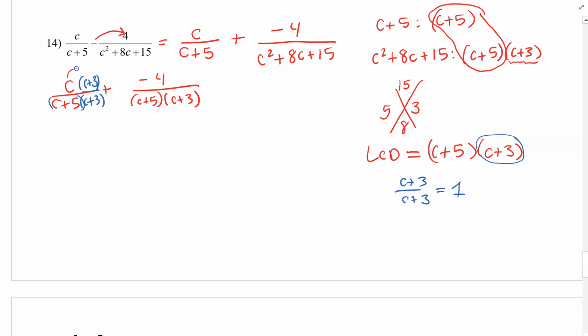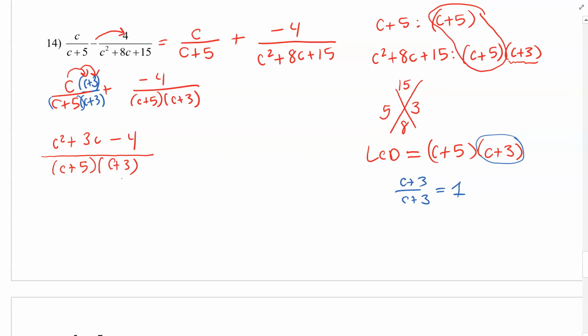And I do need to distribute the c here in this first fraction. So I get c squared plus 3c minus 4, right? When I go ahead and combine the numerators, because now I have a common denominator, so I can just add the tops. And then I'll go ahead and keep my denominator in factored form.